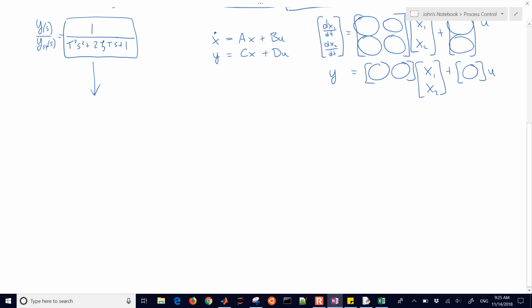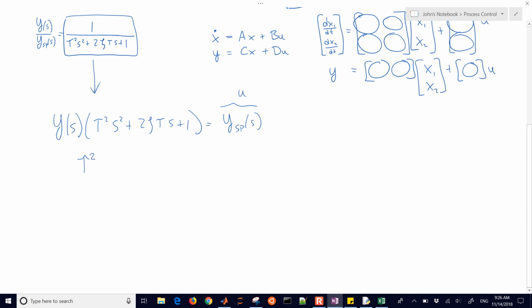So this is going to go back into a form that's y of s times tau squared s squared plus 2 zeta tau s plus 1 equals y set point of s. So this is going to be our u value, and then I'm going to translate this back into the differential form: tau squared times the second derivative of y, plus 2 zeta tau times the first derivative of y, plus y, equals u.